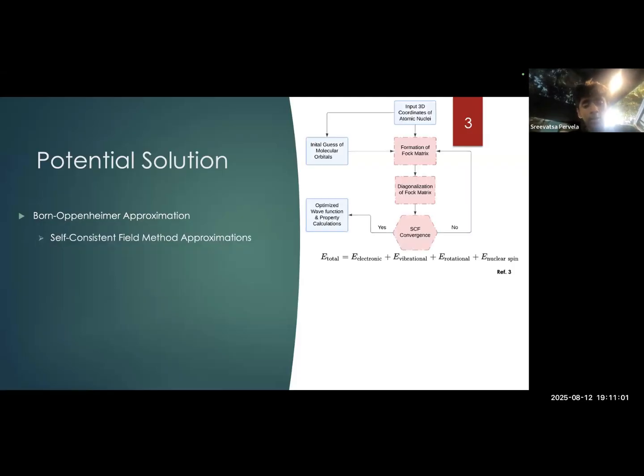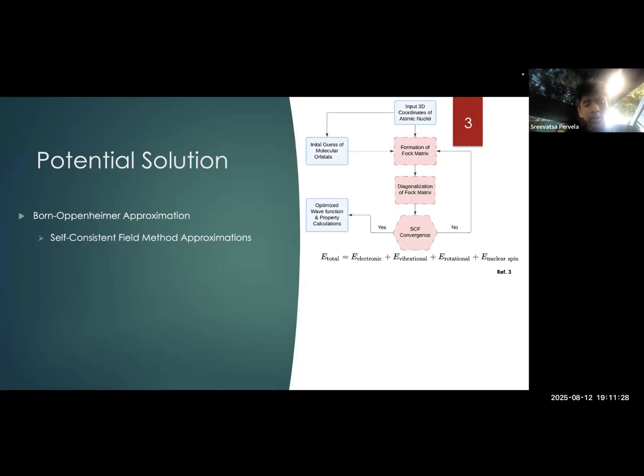Here's how they work. We start by inputting the 3D coordinates of the atomic nuclei, then make an initial guess for what the molecular orbitals might look like. From there, we build a Fock matrix representing the electron interactions, and then diagonalize it to simplify the math and calculate an energy. We then iteratively tweak the orbitals and recalculate until changes in energy are negligible. This is also known as the SCF convergence.